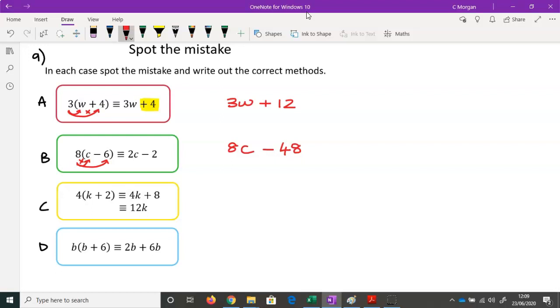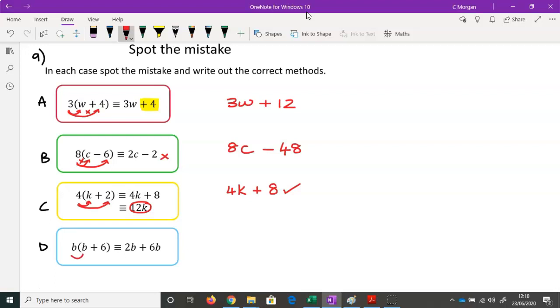Let's have a look at c. Remember, I've got to multiply the terms by the value outside the bracket. So 4 lots of k is 4k, 4 lots of 2 is 8, positive 8. But I can only add k's to other k's. I can't add 4k's and 8 together. I think the mistake here is that they added 8k to 4k to give 12k, but 4k add 8 is correct. 12k is not.